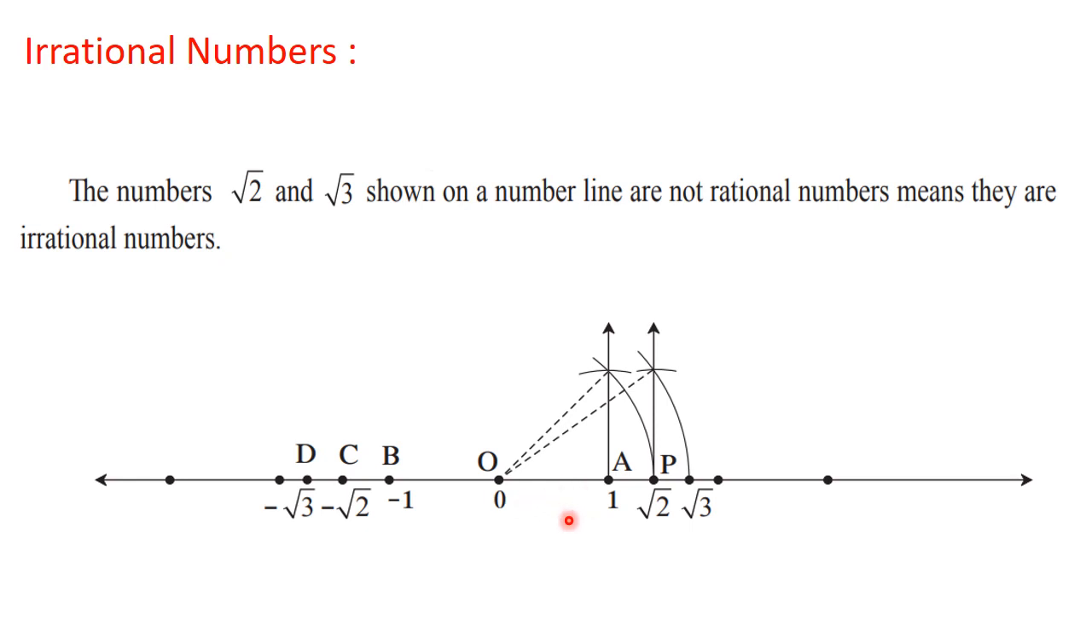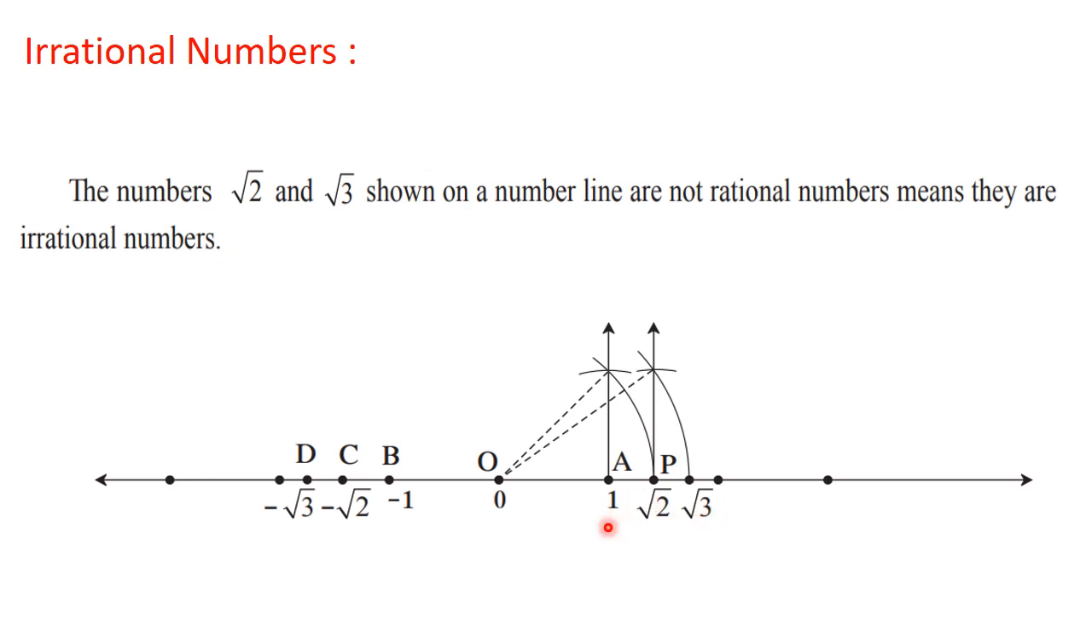Now here we have 1 and here we have 2. You know that 1 squared is 1 and 2 squared is 4. So in between 1 and 4 we have 2 and 3, which are not perfect squares. The square root of 2 we can write as root 2 and the square root of 3 as root 3. This means that root 2 and root 3 lie between 1 and 2.